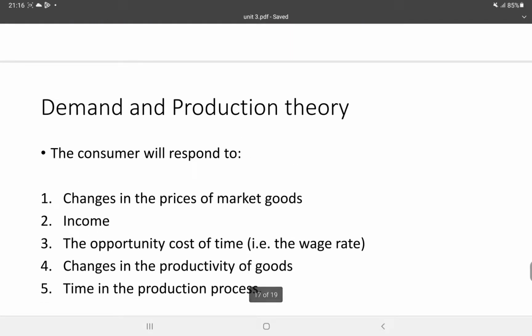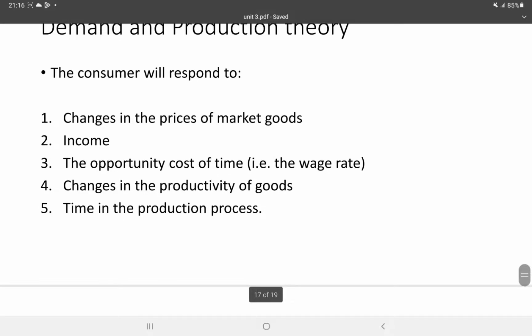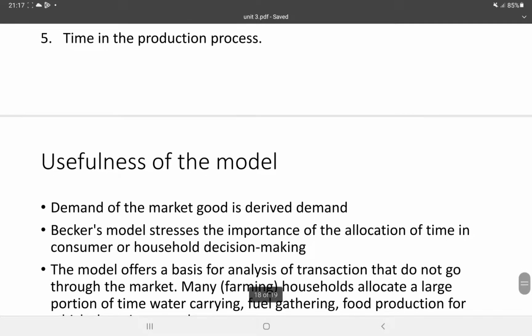Demand and production theory. The consumer will respond to the following things. Number one, the changes in the prices of market goods. They will respond to income. They will respond to the opportunity cost of time. This is basically the wage rate. They will respond to the changes in the productivity of goods. They will respond to the time in the production process. So consumers will respond to time in the production process, the changes in the productivity of goods, the opportunity cost of time, income, and the changes in the prices of market goods.